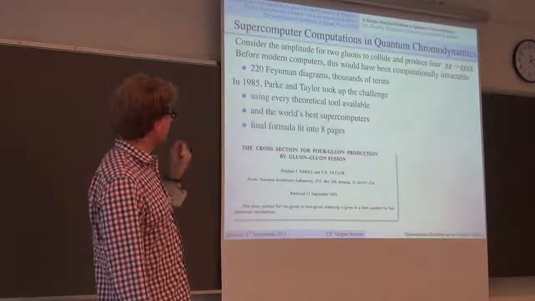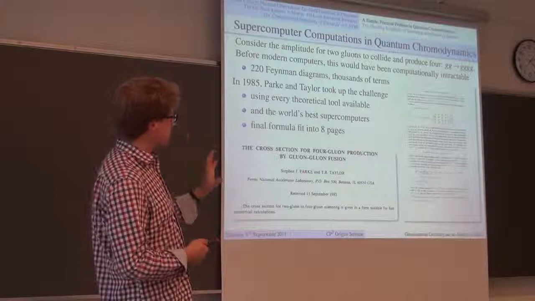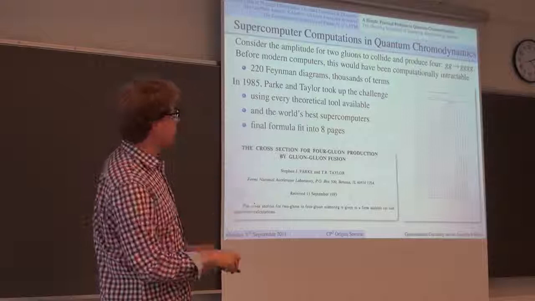So as soon as they got the result, they rushed it to publication, and basically the entire paper is the answer. So they define some coefficients, and these coefficients are these big matrices, and of course you don't need to read any of this. It's just some rational function. It's the sum of 220 Feynman diagrams.